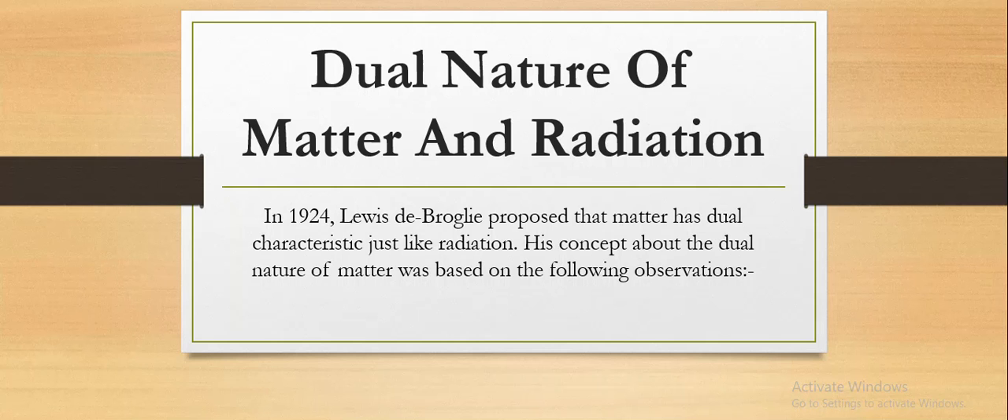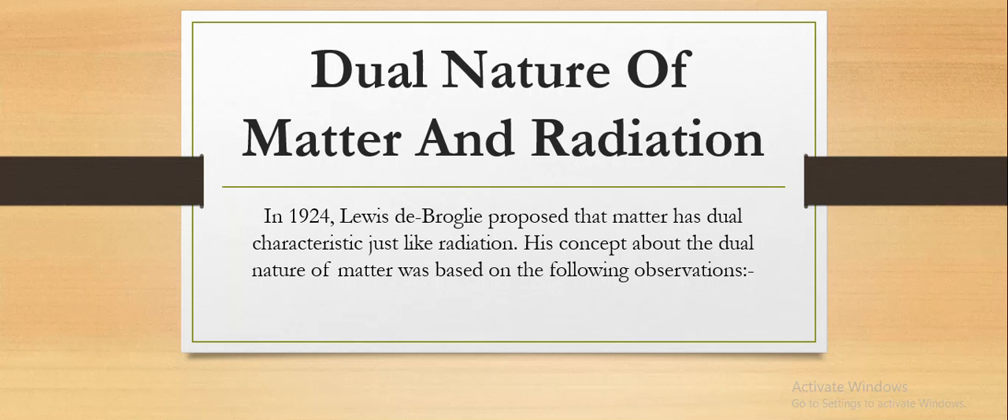Does only light have a dual nature? What if other quantities had dual nature? How can I measure and prove that? These questions led Louis Victor de Broglie to come up with an equation. In 1924, Louis de Broglie proposed that matter has dual characteristics just like radiation.